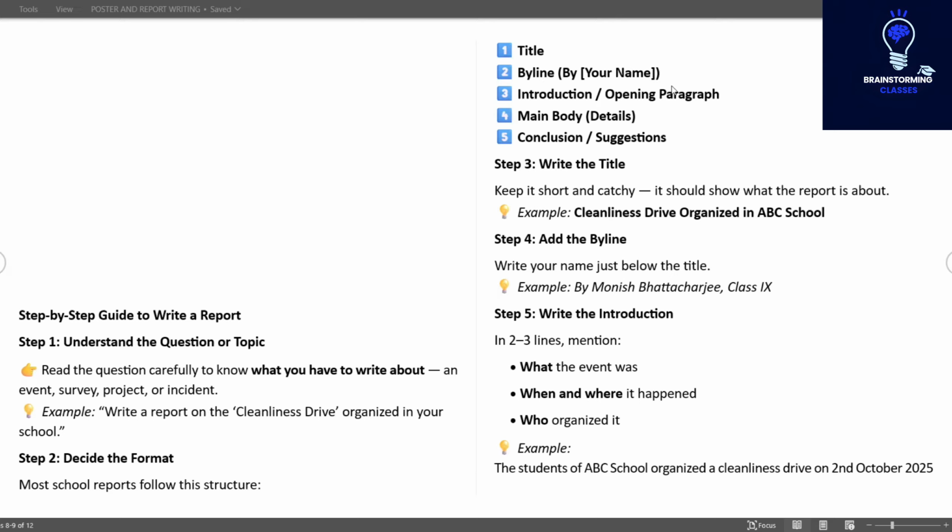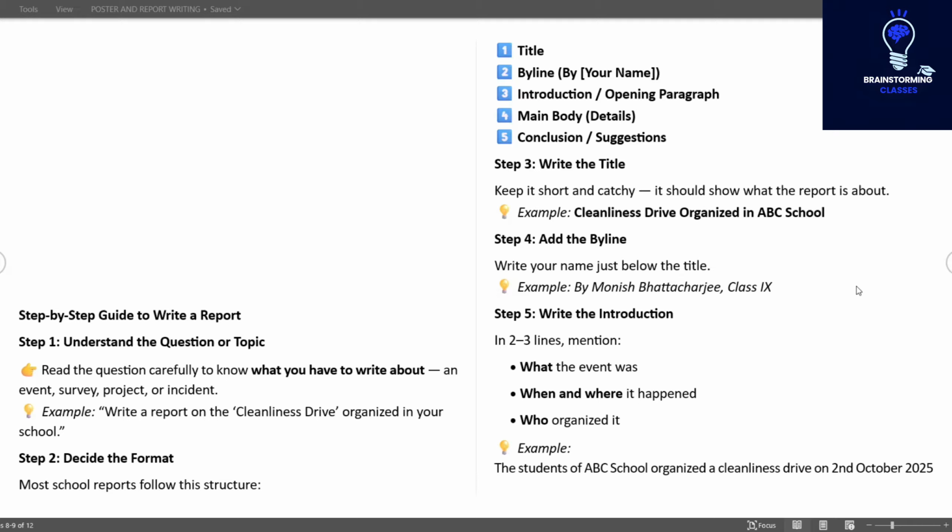Suppose my name is Monish Bhattacharjee. If I write a report, then I have to write by Monish Bhattacharjee. Then the introduction, main body, and conclusion. Now you have to write the title. The title should be very catchy. It should be short, catchy, and should attract the examiner who is reviewing your report.